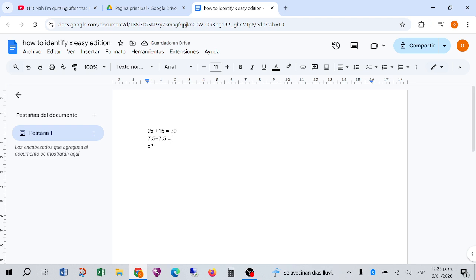Well, we're gonna do this. 5 plus 5 equals 10. If we replace the x with 15, we know that 15 plus 15 equals 30.